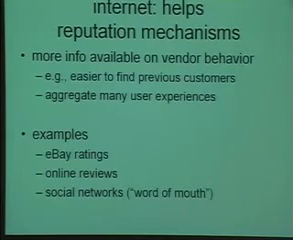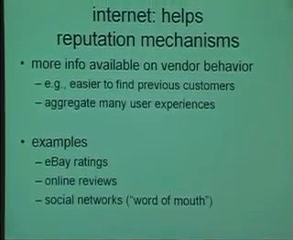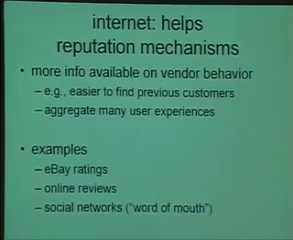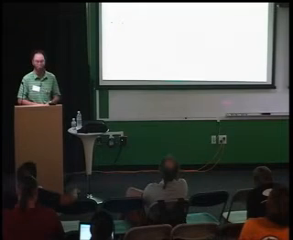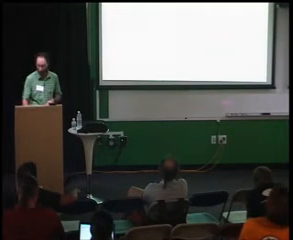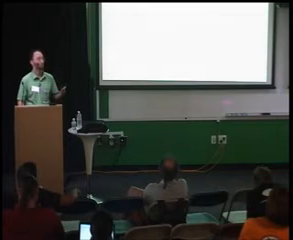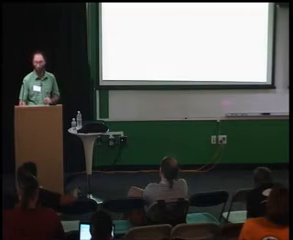Now, the internet has both positive and negative consequences for designing reputation mechanisms. The obvious one is that it certainly can help by making a lot more information available about, say, a seller. What have they done in the past? How do their other customers feel about them, and so on? It's a lot easier to find that. An example is the eBay rating system, if any of you buy or sell things on eBay. Similarly with social networks, where you can get recommendations from friends of friends, and you might find those more trustworthy than just some random ones.